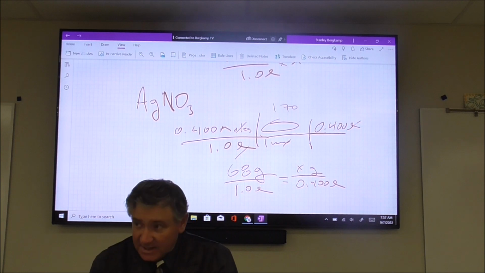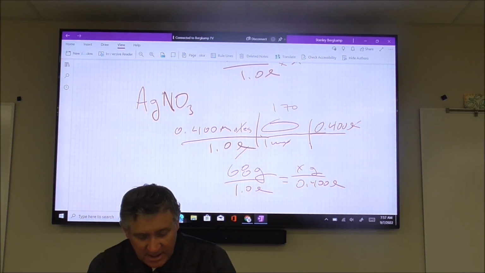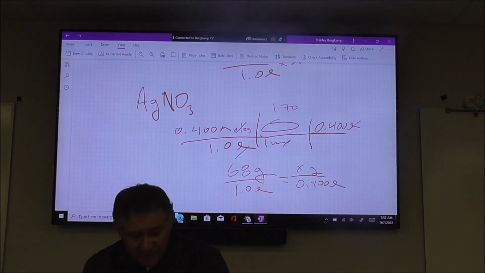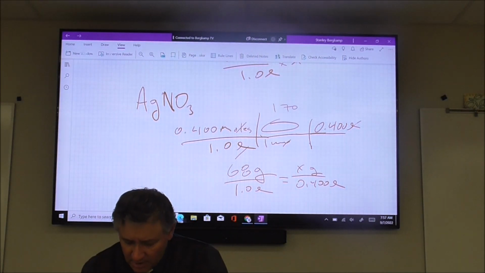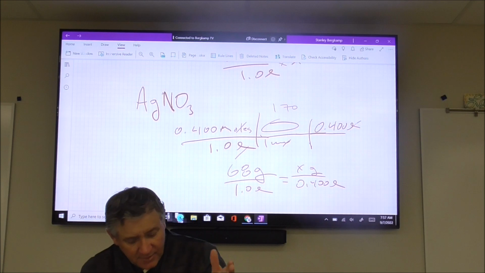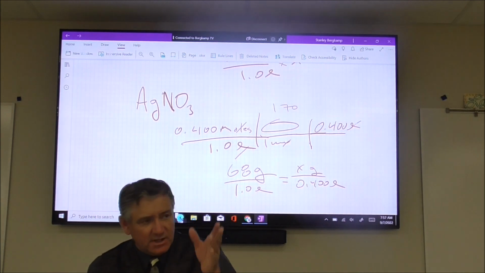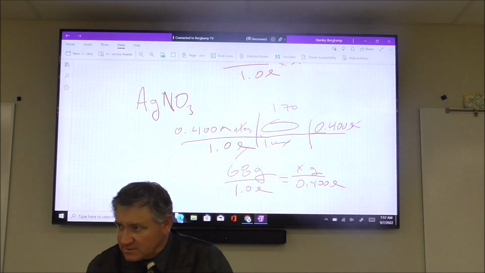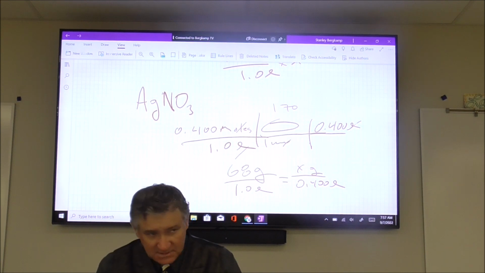So here's how your answer on number 6 should play out, okay? Again, this is a sentence. You're going to say dissolve, and your answer should be around 28. So on number 6, you're going to say dissolve about 28 grams of silver nitrate in 0.4 liters of water, okay? That's how it's going to play out.